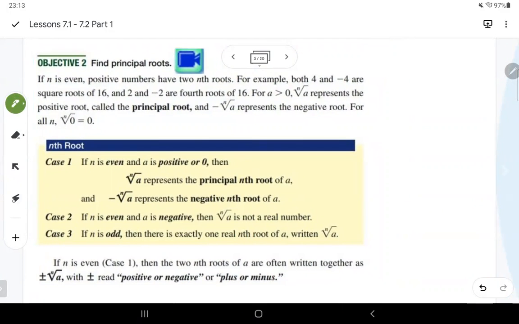In case 3, if n is odd, then there's exactly one real nth root, and that is written as the nth root of a. If n is even, as in case 1, then the 2 nth roots of a are often written together as plus or minus, positive or negative. Okay, so let's take a look at some of those.